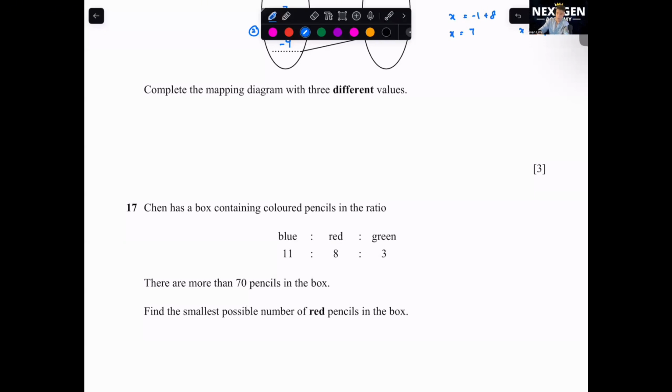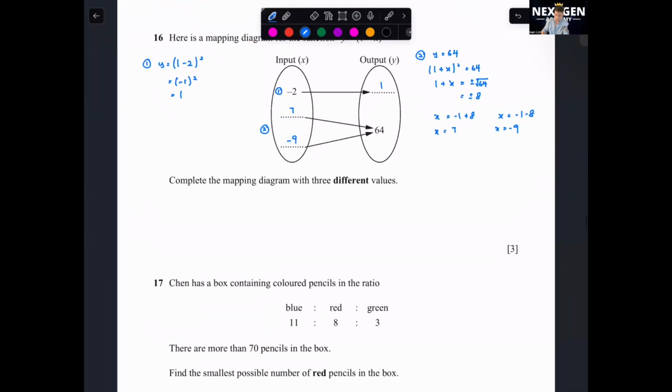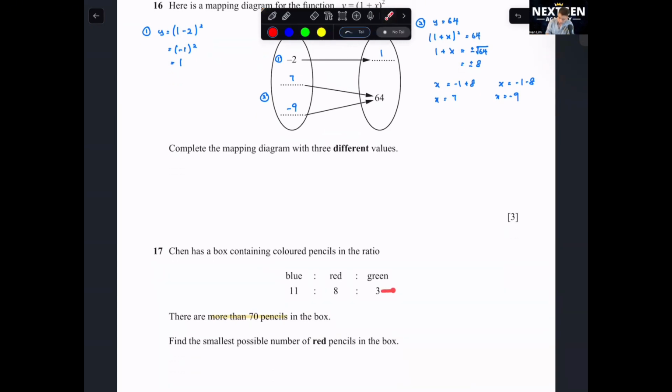What we need to do is highlight this statement: more than 70 pencils in the box. When they say more than 70 pencils, it might be 71, 72, 73, 74, and so forth. But we also need to consider the ratio. Use your logic: pencils need to be in whole numbers, because you cannot have half a pencil. You need whole pencils.